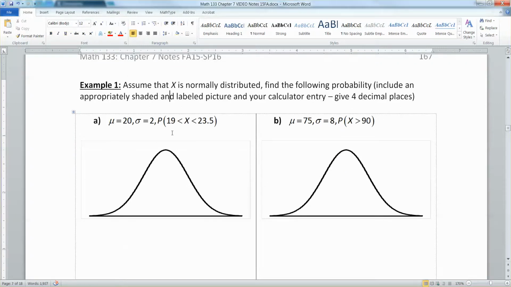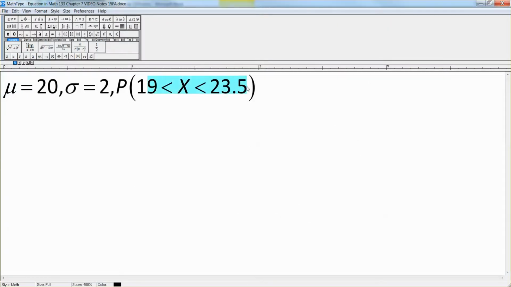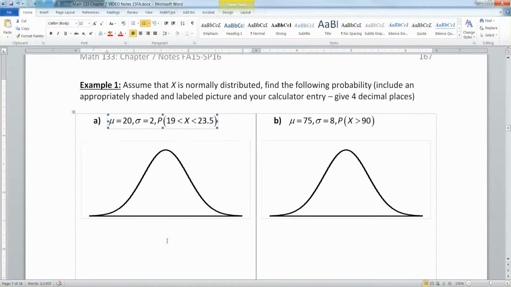All right, so we're going to start here. We have x is normally distributed. We're going to find the probability. That's going to be an area under our curve, recall, from chapters 6 and 7. So we want to find the area under the curve. Now the mean is 20, and we want to find the probability that x is between 19 and 23.5, so greater than 19 but smaller than 23.5. So my plan is to draw 20 down the center of this curve, put 19 over on the left, 23.5 over on the right, and shade in between.